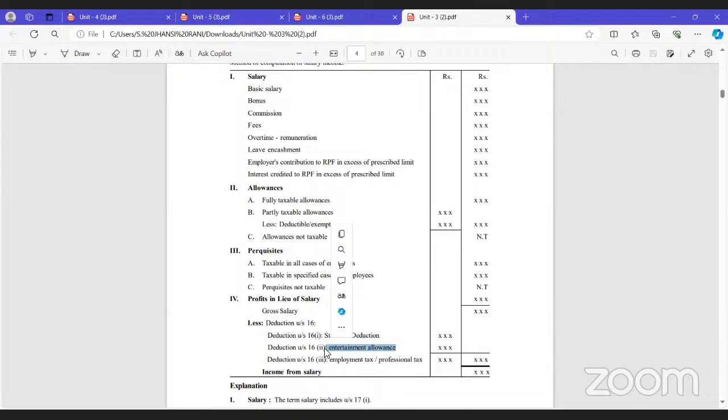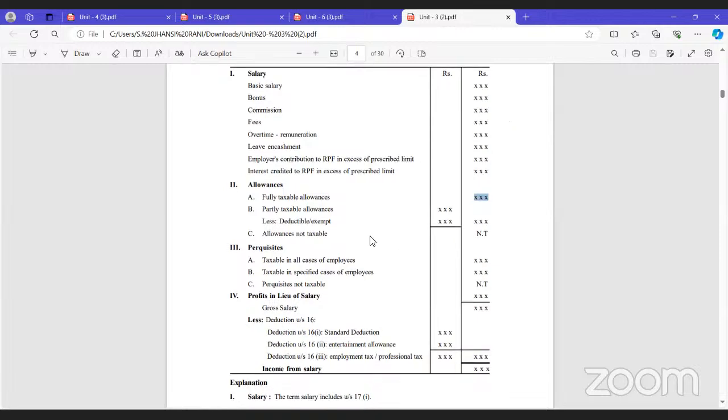That too, there is a provision: one-fifth of salary or 5,000, whichever is less, is given as deduction. Only for whom? It is only for government employees. For other employees, there is no deduction. Directly here it is taxable. We write here as a fully taxable allowance.